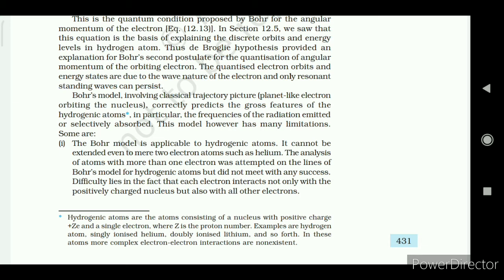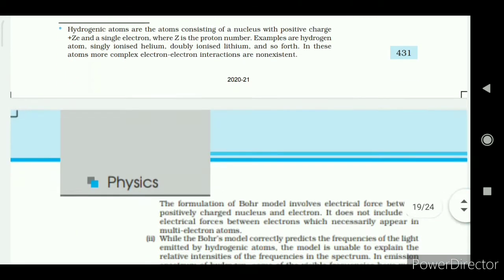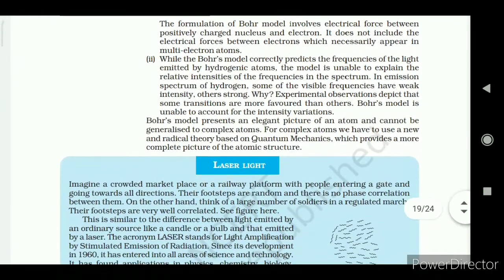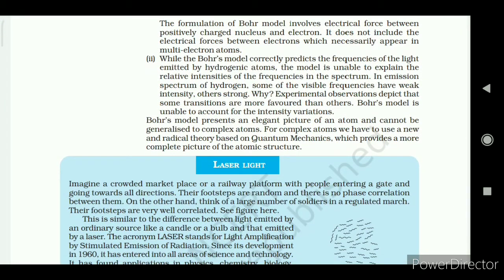While Bohr's model correctly predicts the frequencies of the light emitted by hydrogenic atoms, the model is unable to explain the relative intensities of the frequencies in the spectrum. In the emission spectrum of hydrogen, some of the visible frequencies have weak intensities, others strong. Why? Experimental observations depict that some transitions are more favored than others. Bohr's model is unable to account for the intensity variations.